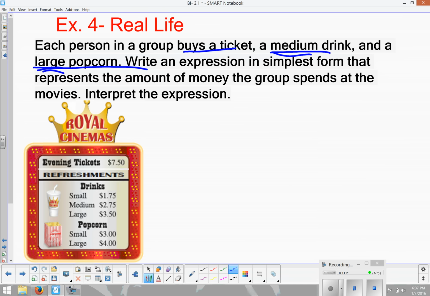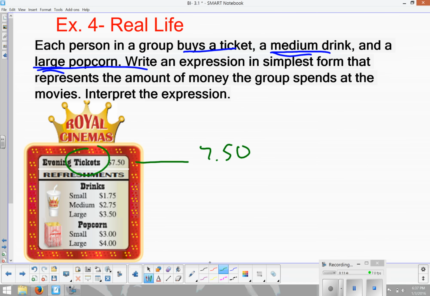Interpret the expression. So imagine that you and your group of friends are going out to the movies and you want to know how much it is going to cost for your whole group of friends to go to the movies. Well, first of all, you need to know how much the ticket is. The ticket costs $7.50, so it says $7.50 for the ticket.